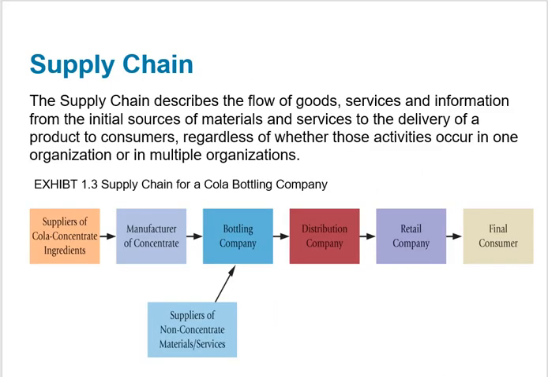Here's an example of it. This is a cola bottling company. They've got the bottling company here, and these are the suppliers of non-concentrate materials and services. Non-concentrate, in other words, bottles. So that's the supply chain.